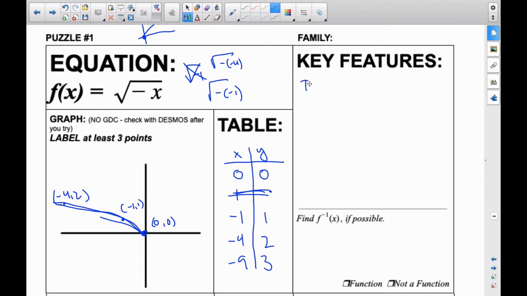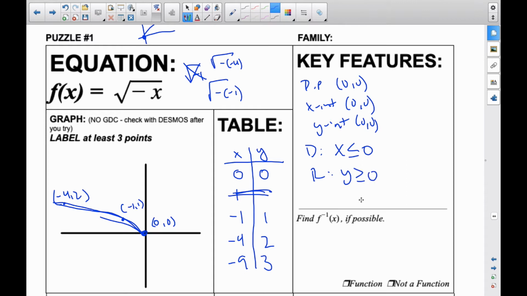My key features: I know my pivot point in this case is 0, 0. My x-intercept is 0, 0. My y-intercept, 0, 0. And now I know that my domain, if I think about the x values, well, anything going this way, so x is less than or equal to 0. The range I know is going to be, if I think about this horizontal line, values above there, y is bigger than or equal to 0.